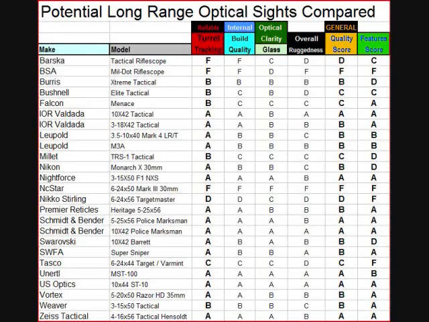and that's represented here by the internal build quality column. Optical clarity is the next one we have on the list. Although it's not the most important thing, it's still pretty important. You do want to be able to see your target more clearly, especially if you plan on having an optic with high magnification.